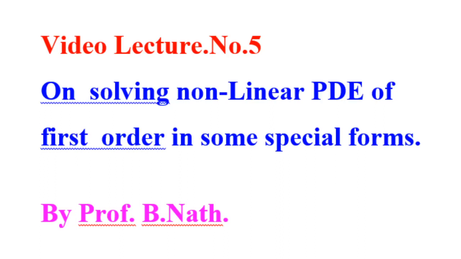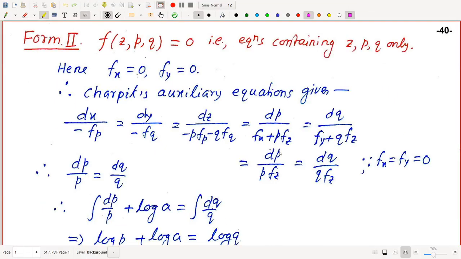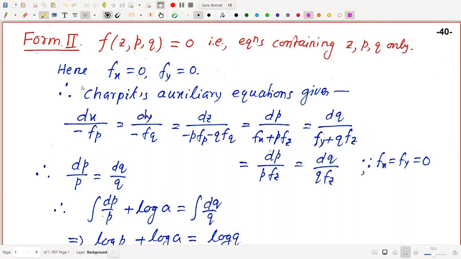Hello students, this is my fifth class with you, and today we shall see solution of nonlinear PDE of first order in some special form. There are four forms, one form already done in the last class, and today we shall see three more forms. Form number 2: f of z comma p comma q equal to 0.